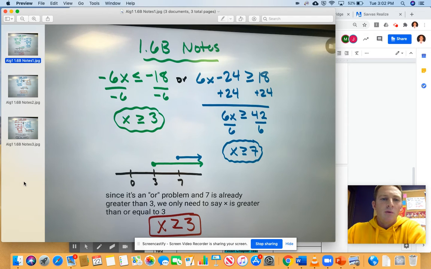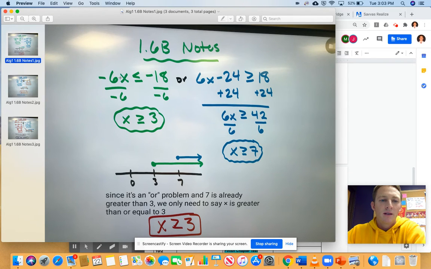All right, Algebra 1, moving on to 1.6B. Same kind of things that we were working with the other day with inequalities, and two different inequalities in the same problem. So here we have an OR problem. Green and blue, negative 6x is less than or equal to negative 18.